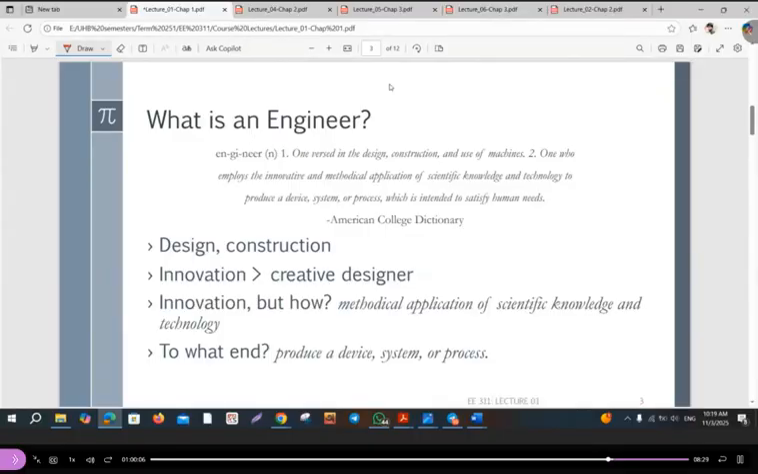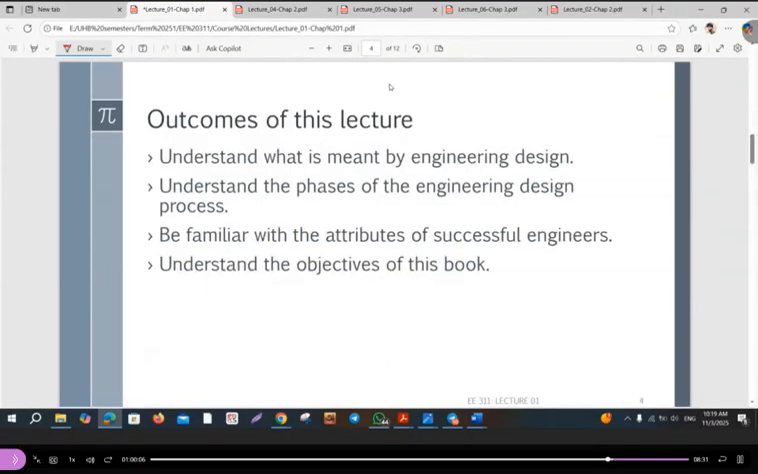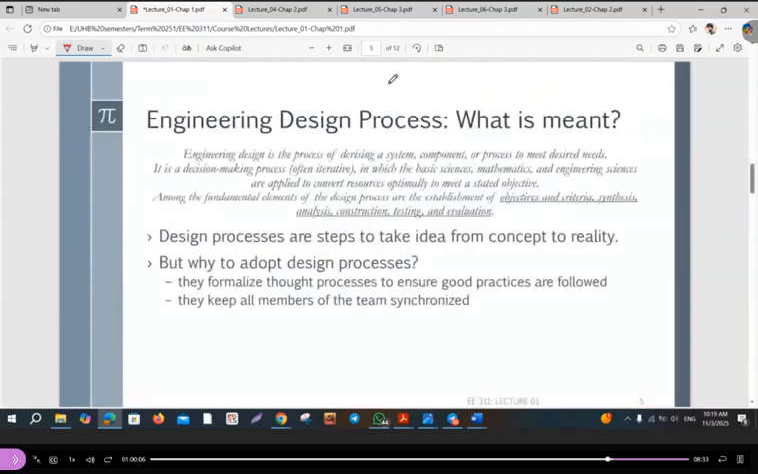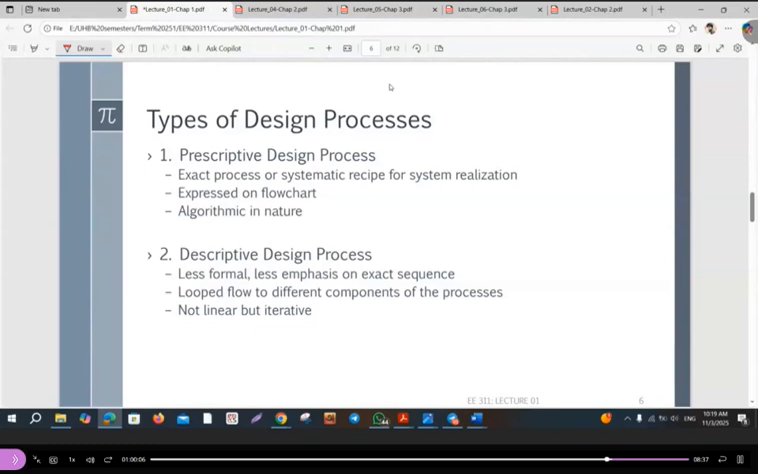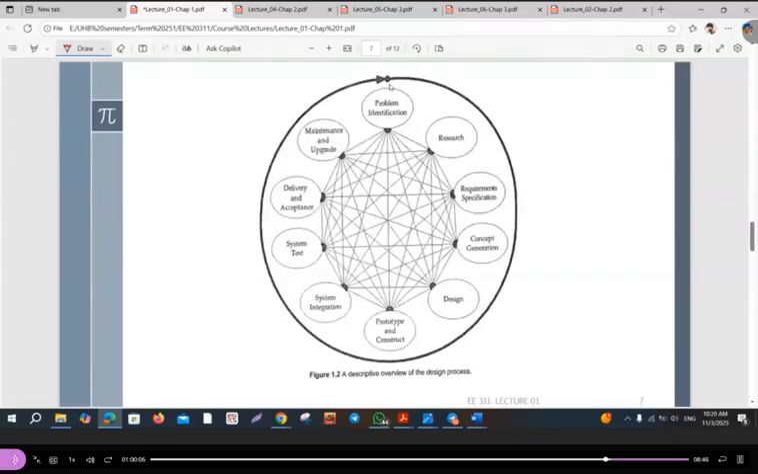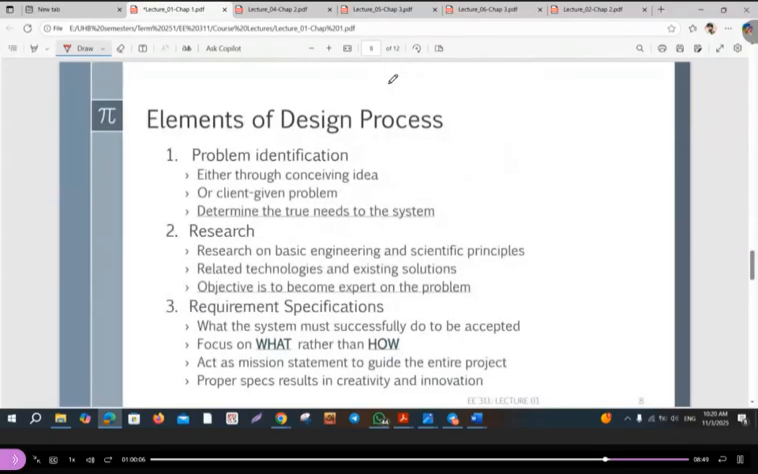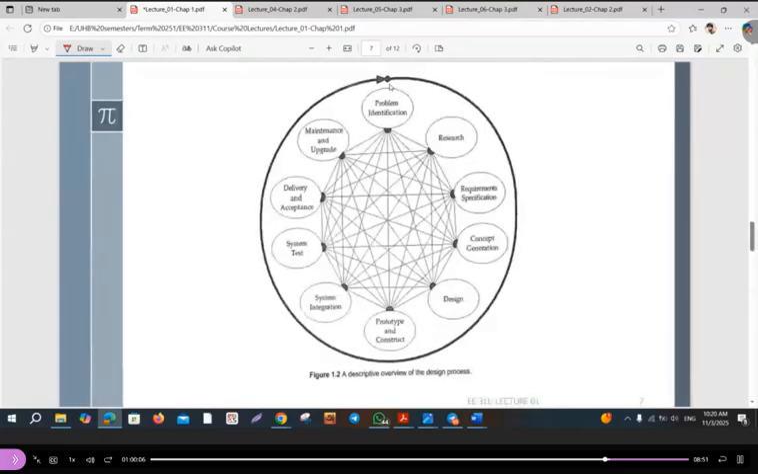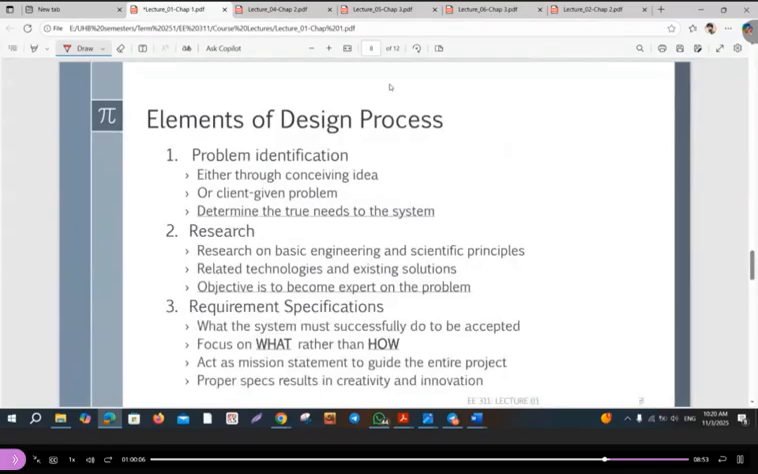Design processes, okay, prescriptive design process and descriptive design process. And this also. What are the elements of a design process? You should know the elements. So I think together there are around 10 elements of a design process. And that's it. This is your chapter 1.